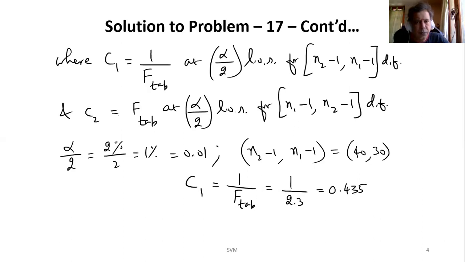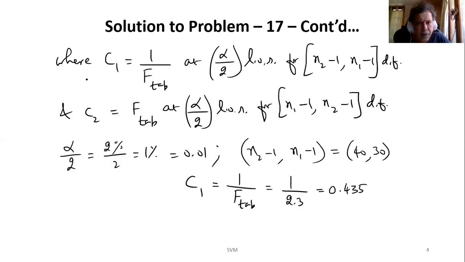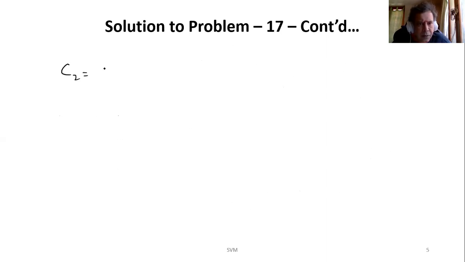Now let us check for C2. C2 is the table value for N1 minus 1, N2 minus 1. So numerator is 30 degrees of freedom, denominator is 40 degrees of freedom. Numerator 30, denominator 40. It is 2.2. C2 is 2.2 from the tables.